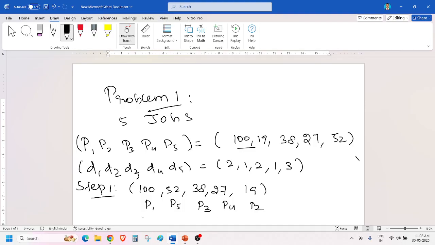So same for the deadline also. The deadline for P1 is 2, P5 we are having 3, 2, 1, 1. You just have to arrange it, that's the thing. So we arrange D1, D5, D3, D4, D2, that's the first step. I hope you have understood step 1. First we take the decreasing order based on the profit values, and after arranging the profit values, I have to arrange the same for the deadline also.